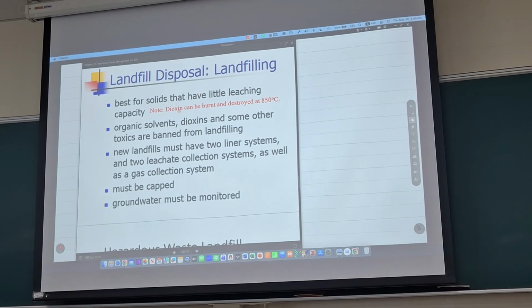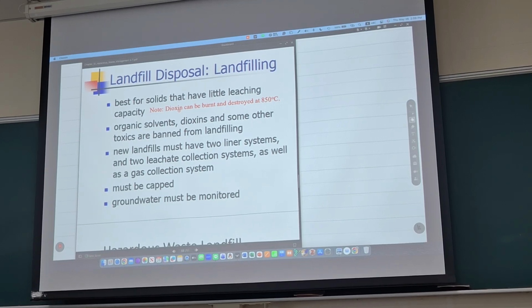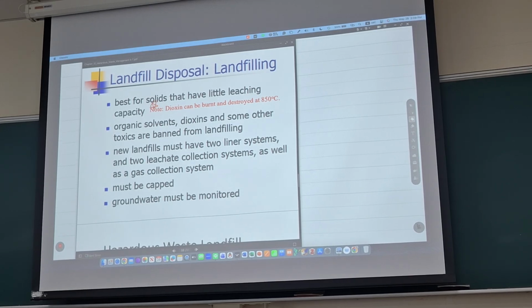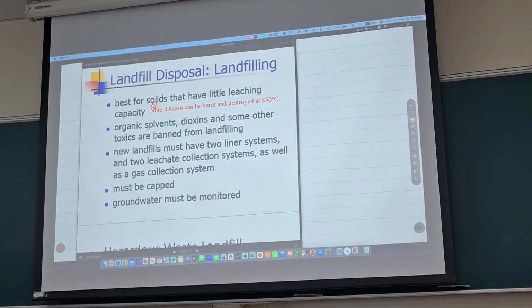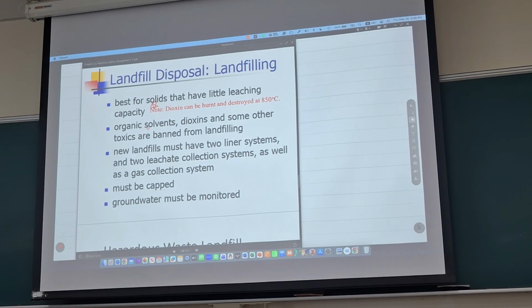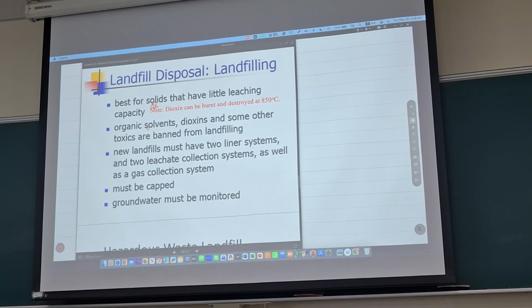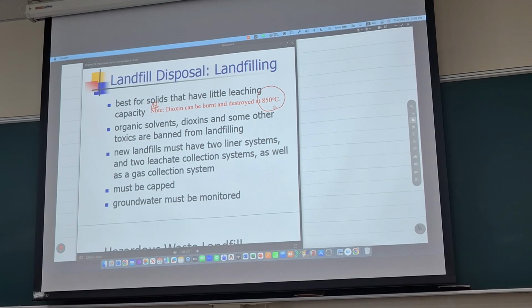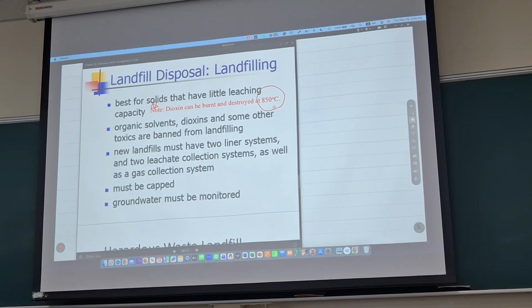Okay, next we are going to talk about the landfill for hazardous waste. But this one is very important. Some toxic chemicals like dioxin must be burned and destroyed at 850 degrees Celsius. So you cannot just bury it.